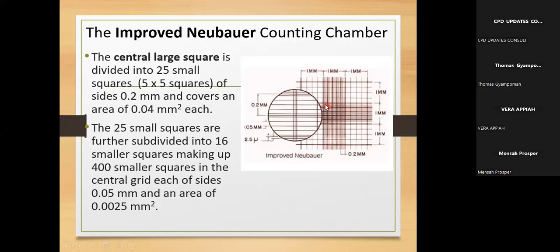Now, this small area has been subdivided into 16. Let me take it one by one. What is the size here, as you did for the first one? You got to know that the size of one of the large corner squares is going to be 0.25. What will be the size here, for the central square, which has been divided into 25? You can tell me.